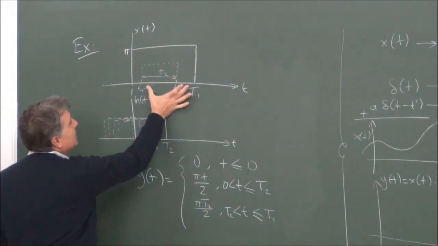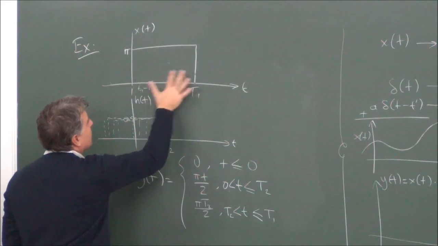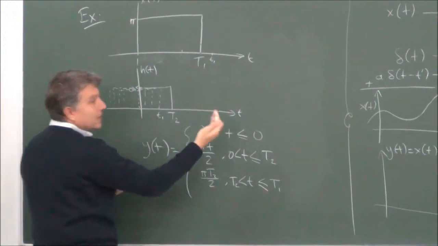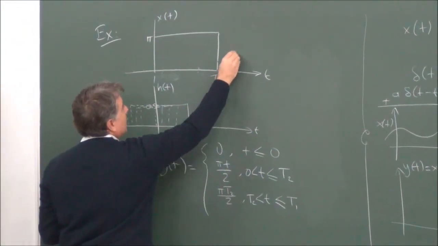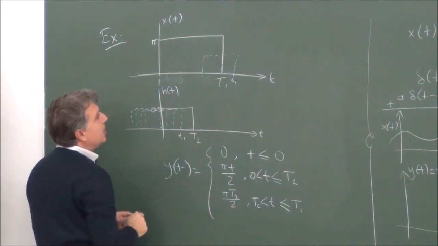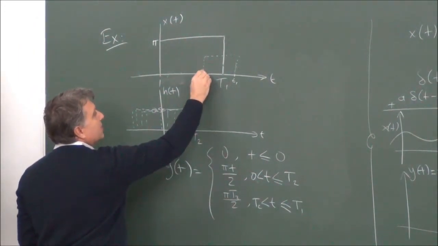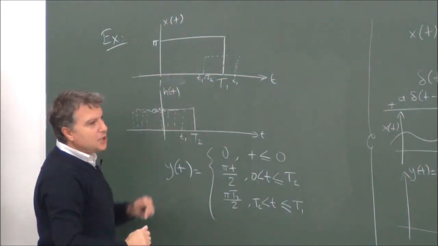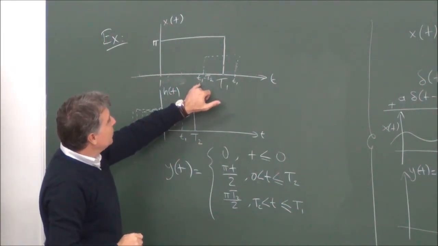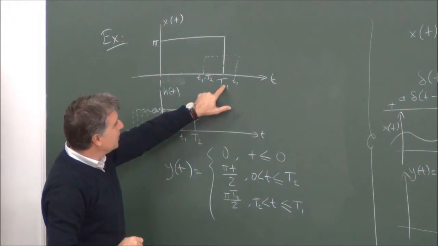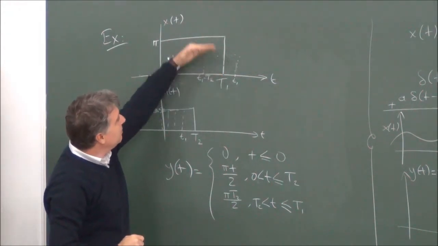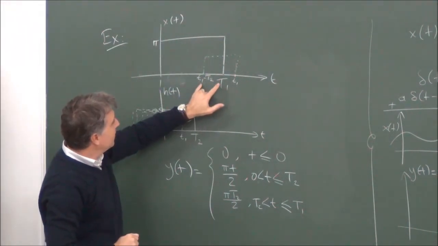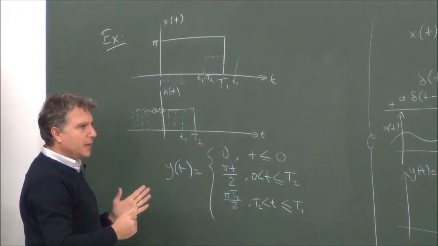And then afterwards, it starts decreasing. Suppose the new t is here. It is more than capital T1. Then the situation will be something like this. What is this point here we have? It is t minus capital T2. But the multiplication will be only from t minus capital T2 up to capital T1, between here. And the level of the multiplication is again 0.5 times pi after the multiplication. From here to here, what is the area?